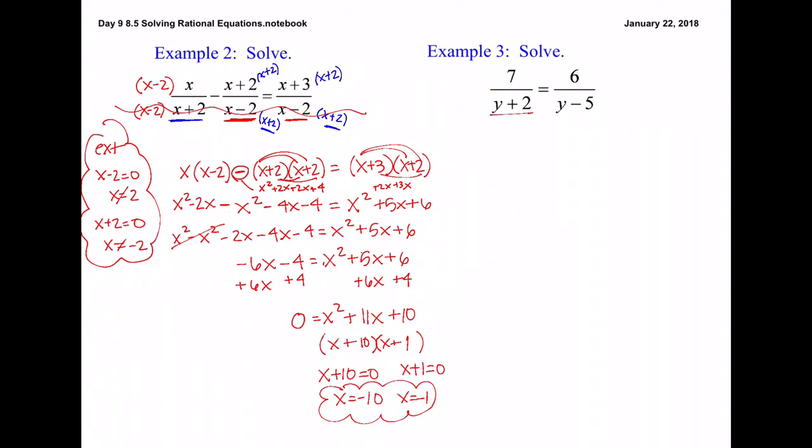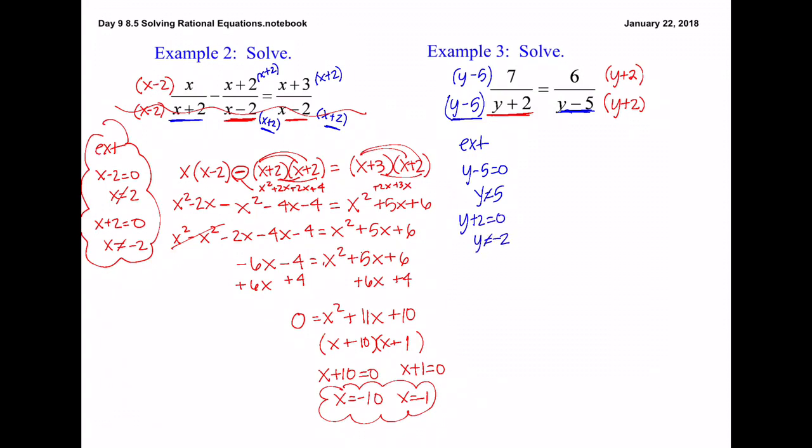Example number 3, I have an x plus 2 in my first. I'm missing a y plus 2, excuse me. And on the other side, I have a y minus 5 in the denominator, so I need to add a y minus 5 over here. Extraneous solutions: I set y minus 5 equal to 0, so we say y cannot equal 5. y plus 2 equals 0, so we say y cannot equal negative 2.